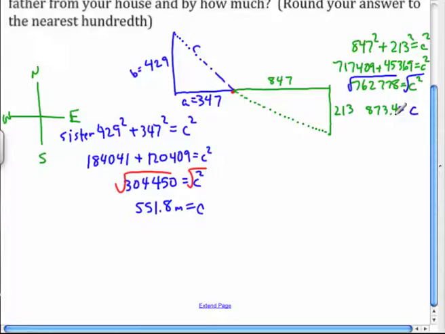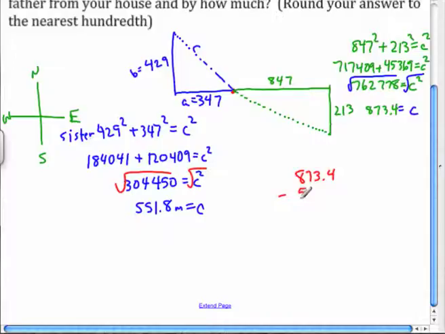Okay, and that's good. It's the longest side. Remember, the hypotenuse, right? The hypotenuse is always the longest side. I'd like it to point there. Oh, there it is. That's the hypotenuse. It's always longer than the legs. Okay, so clearly I'm farther from home than my sister, but it said how much farther?